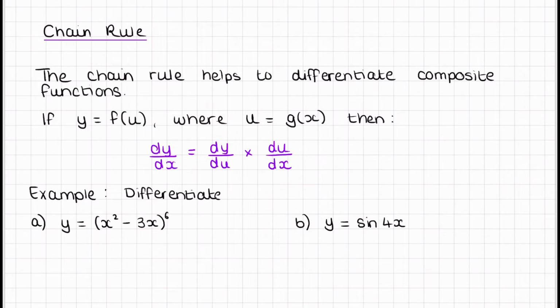This video is on the chain rule. The chain rule helps to differentiate composite functions. So remember, a composite function is a function of a function, f of g. And this is the rule, and this rule is in the IB formula booklet.